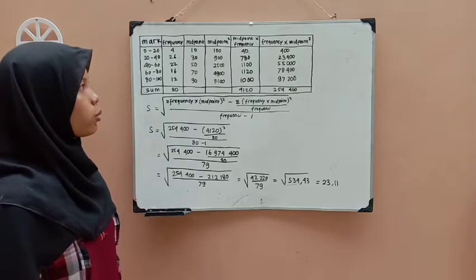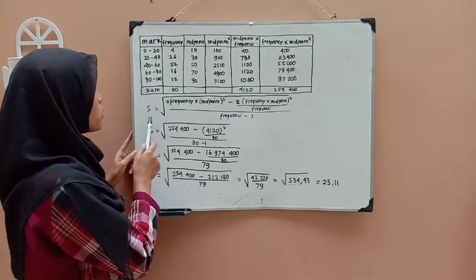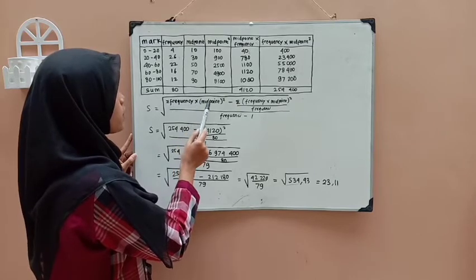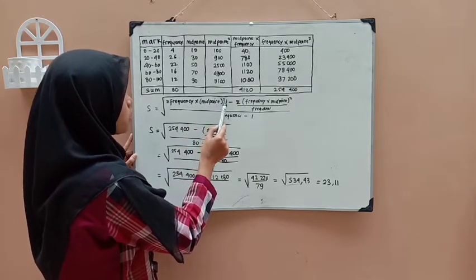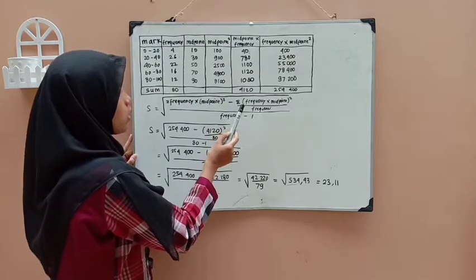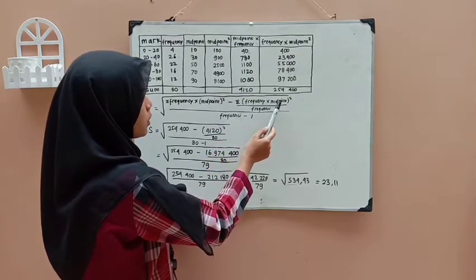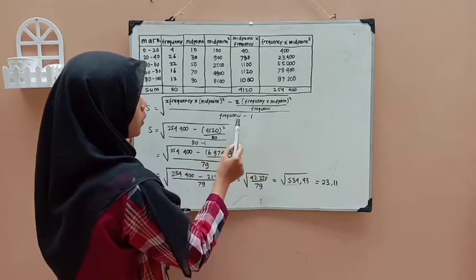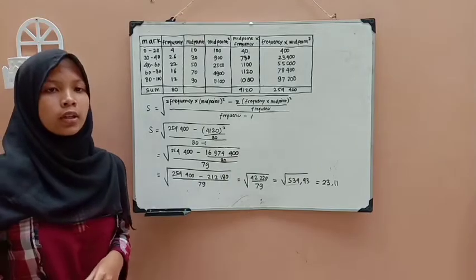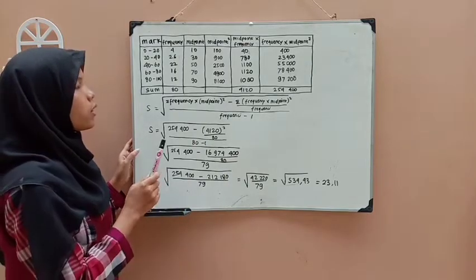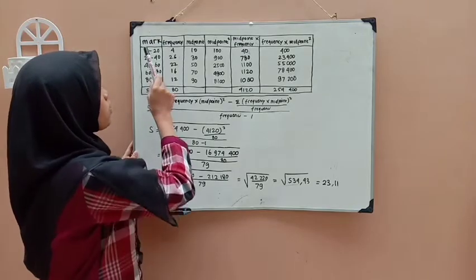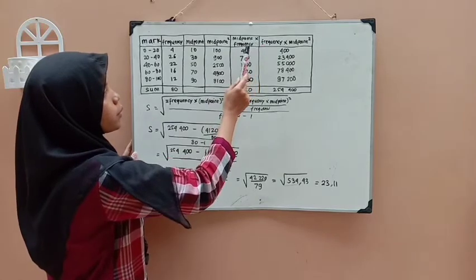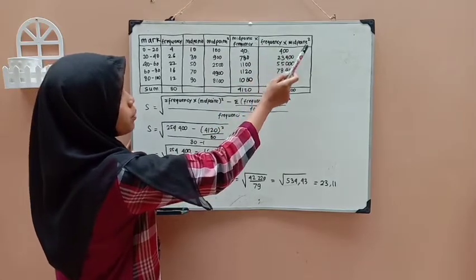The standard deviation formula is S equals the root of (the sigma of frequency times midpoint squared, minus (the sigma of frequency times midpoint) squared over frequency) over n minus 1. First, let's create a frequency table. In the frequency table we mark frequency, midpoint, midpoint squared, midpoint times frequency, and frequency times midpoint squared.